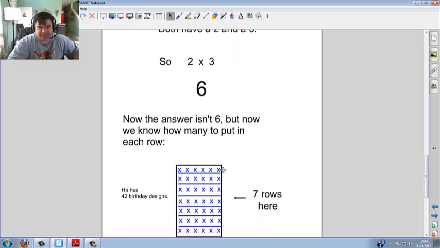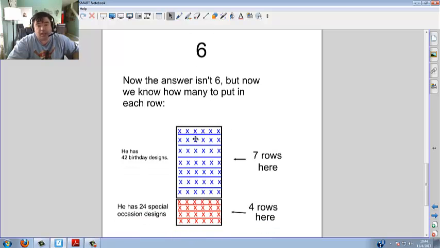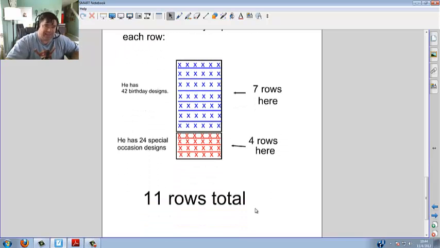So I can put 6 in here. And since I have 42 birthday designs, I'm going to have 7 rows of 6 to make 42. And with 6 across, I can have 4 rows of 6 to make 24. The actual answer is 7 rows and 4 more rows, which make 11 rows. And that's the answer.